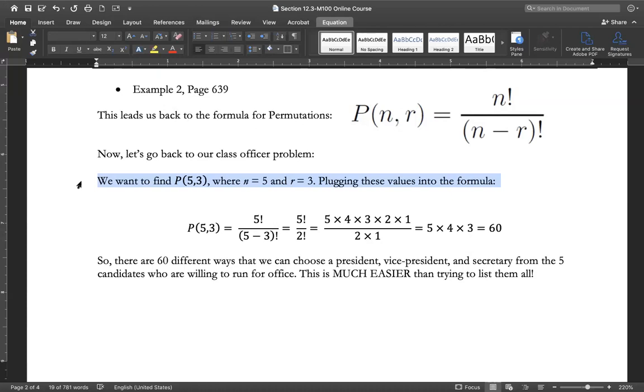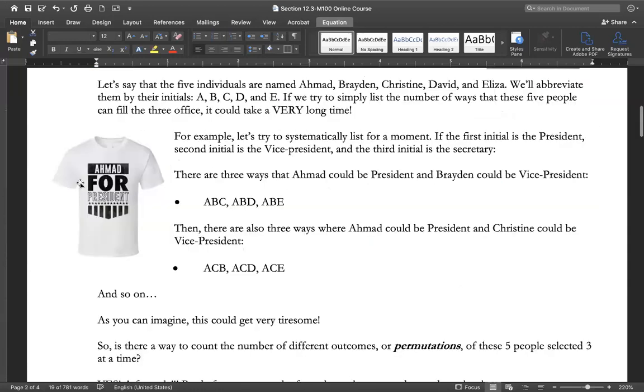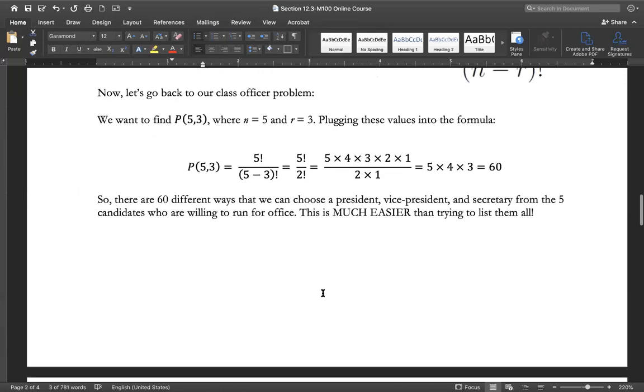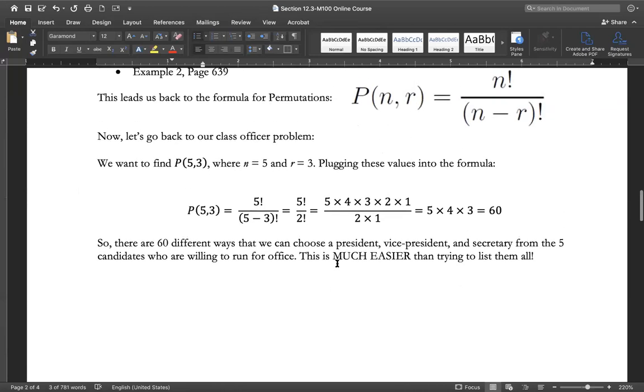The question is, how many different ways can we elect a president, a vice president, and a secretary from those 5 people? And remember, we were looking at it and trying to just list, and it was pretty cumbersome. There's 3, we got 6 right there, and if we kept going, it would take a long time. But what if we just want to know the number of different ways that we could do that? Well, we're going to plug those into the formula.